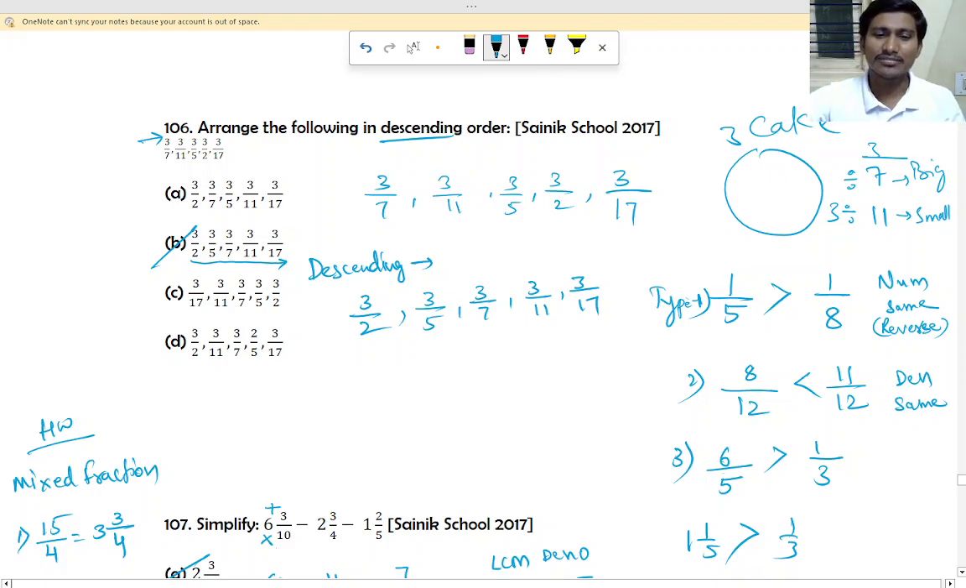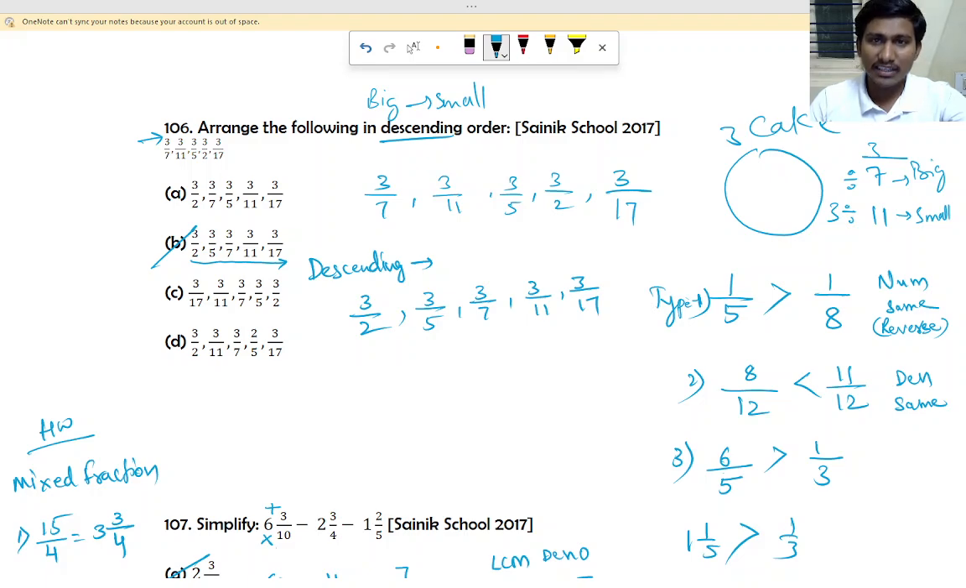That is 3 by 2. 3 by 2 is 1.5. Or you can remember one more shortcut: the smaller number in the denominator will be the bigger number. They are asking descending, that is, big to small we have to write it. So 3 by 2 is there, and that will be the bigger number.